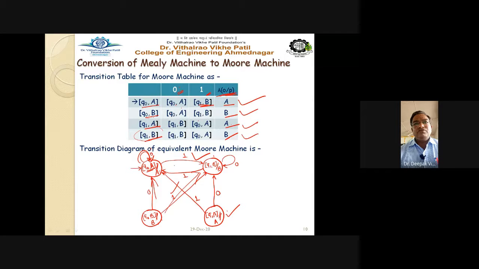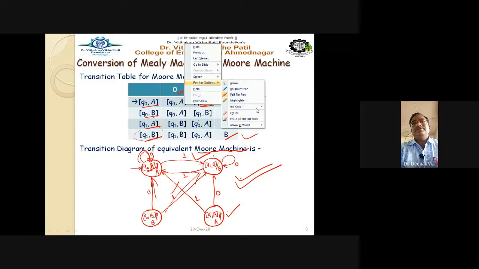So in the same way, we have to draw all the resultant transitions, and this is the correct conversion from the Mealy machine to the resultant Moore machine. Getting this point, you have to draw this diagram very neatly and cleanly, right? Let us go to the next slide.